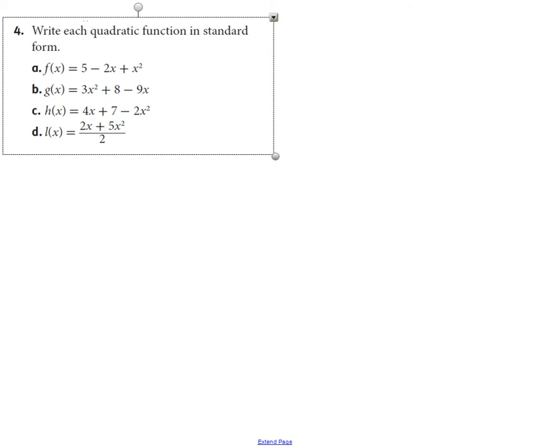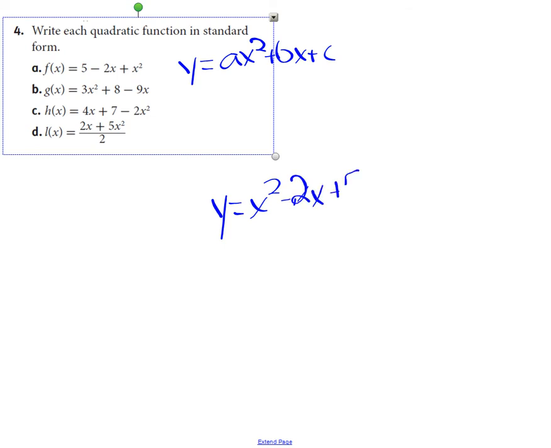So, number 4. Write each function in standard form. So, standard form is y equals ax squared. So for a, we just have to rearrange it. So y is x squared minus 2x plus 5. B, all you have to do is move the x over. For this one, you just move that over.